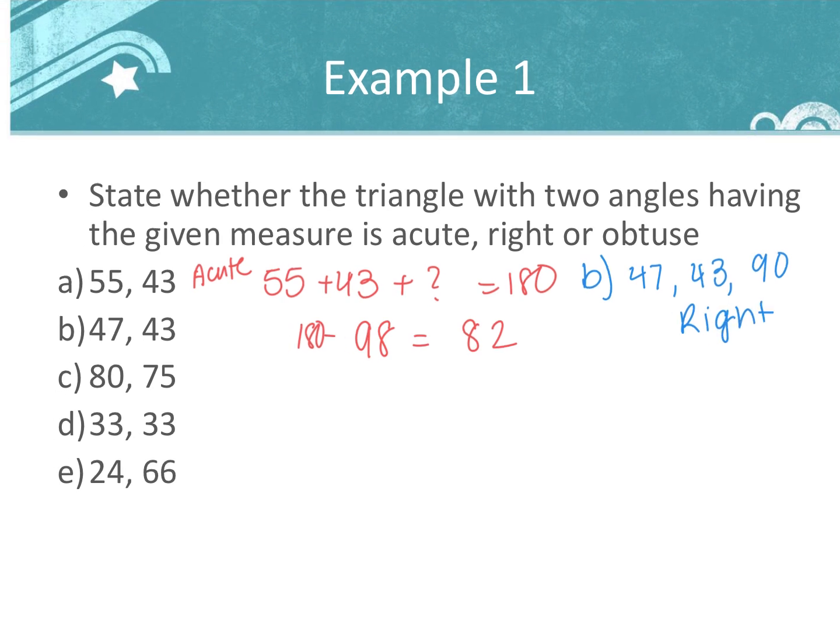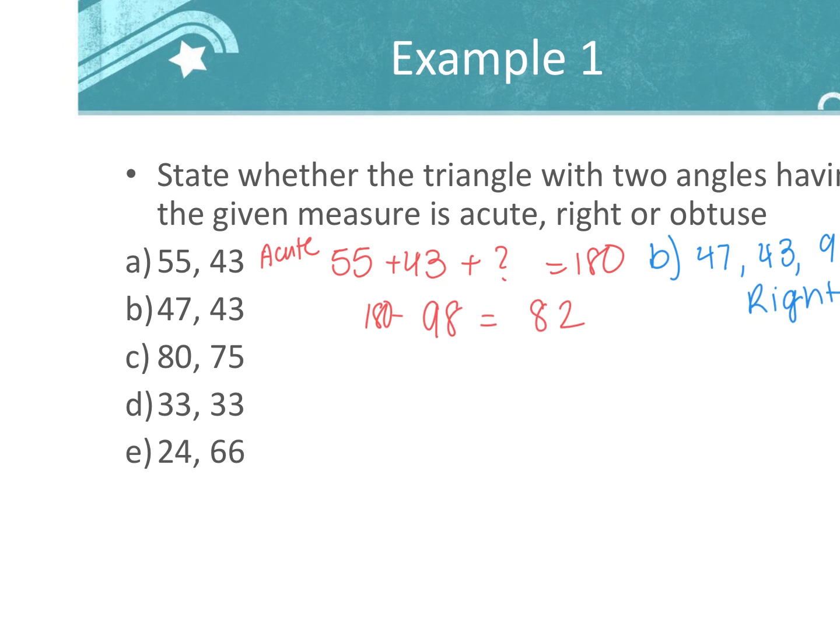All right, looking at the next one, C. I have 80, 75, and what? What would the next angle be? 25. What kind of triangle is this? It's an acute. All of them are smaller than 90 degrees. For D, I have 30, 33, and what? 114. And what's this one going to be? Obtuse.